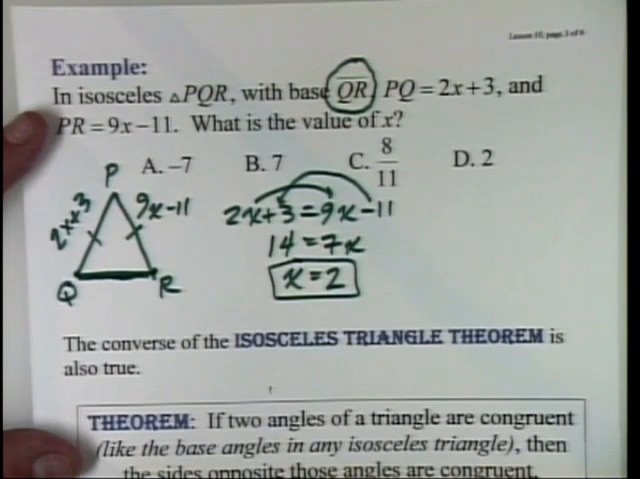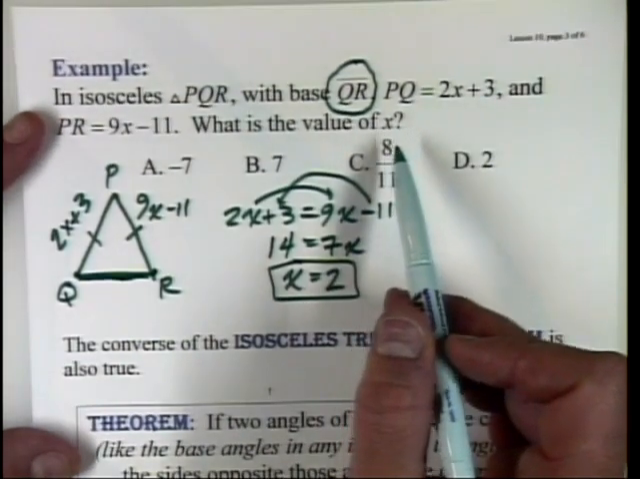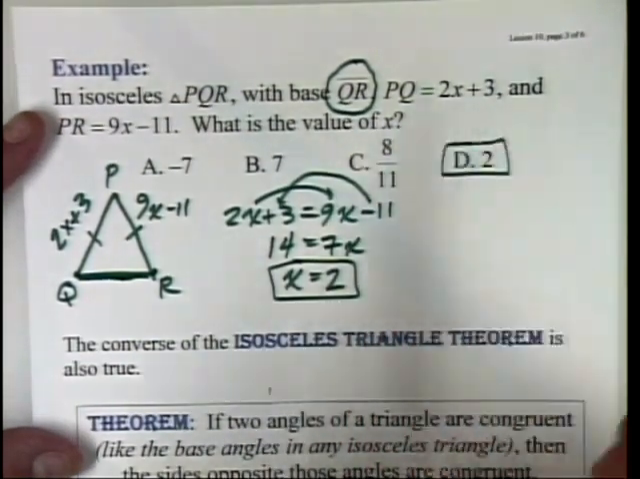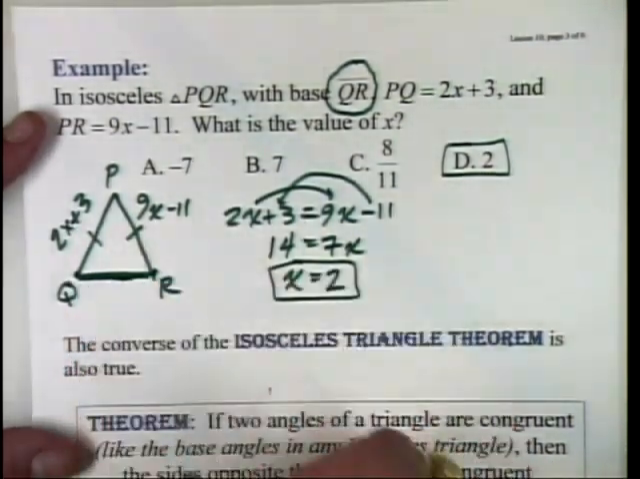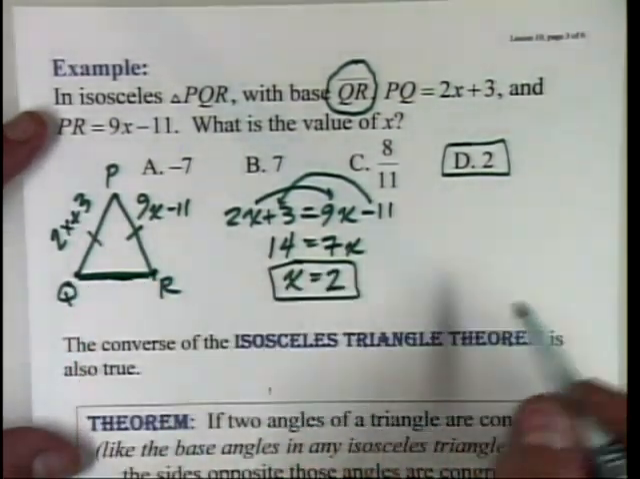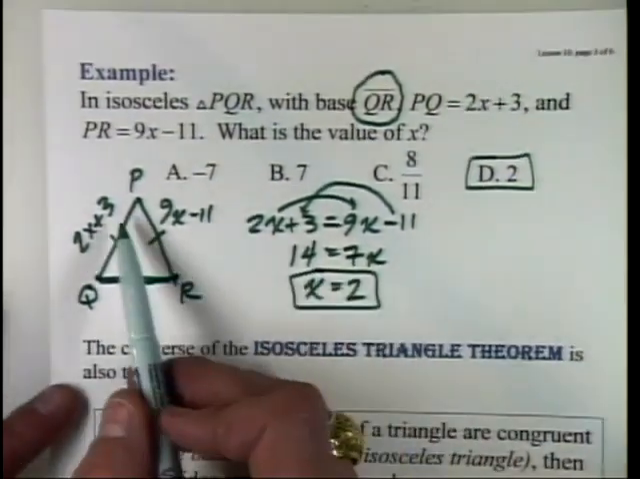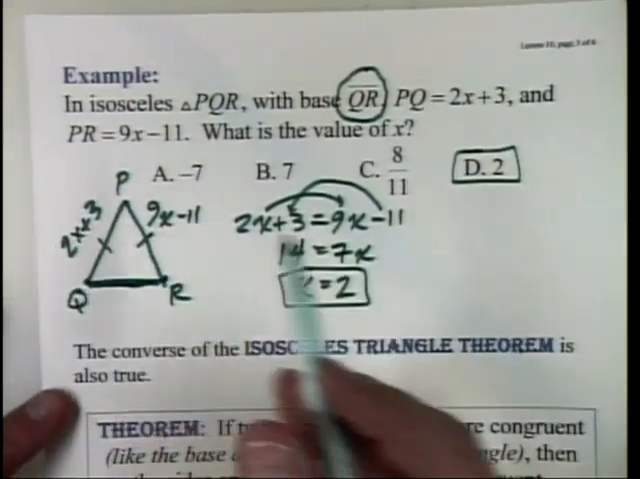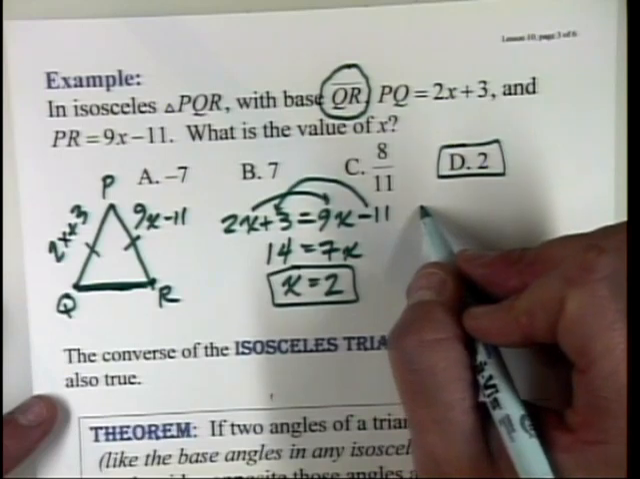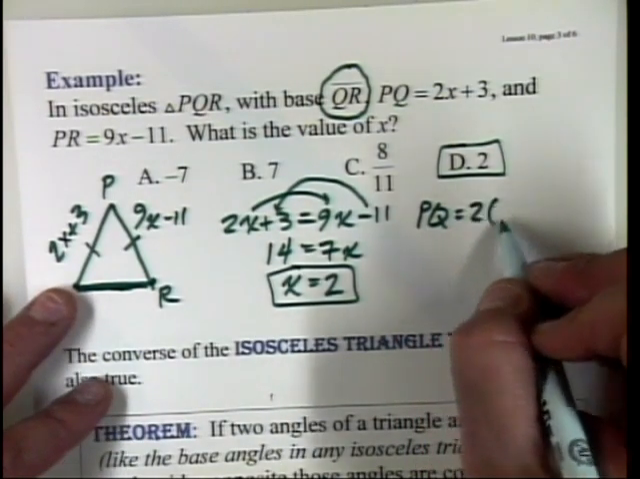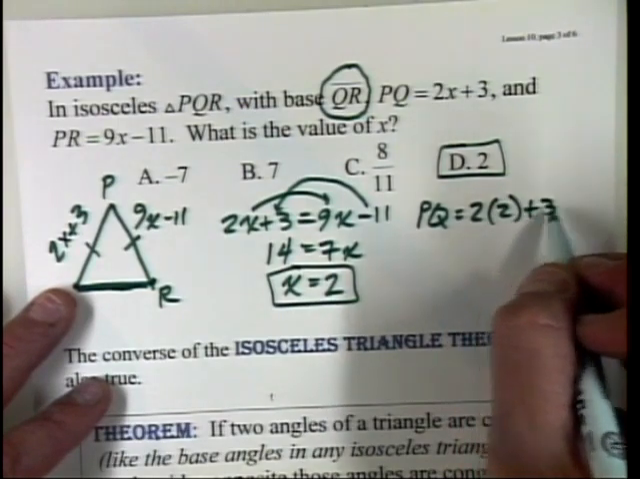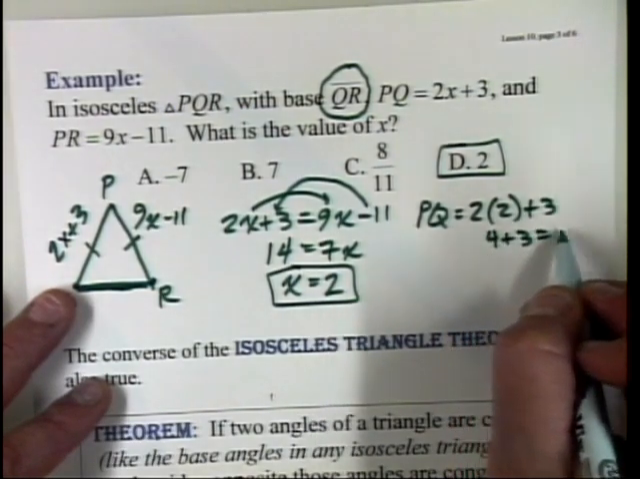Have I answered the question? The question said to find the value of x, and in fact, I found x to be 2. Now, this question also could have said to find the measure of one of the two congruent legs. If that's the case, I would then need to take the 2 and plug it back into either one of these expressions. For instance, to find the length of PQ, the measure is 2 times my x plus 3, which would be 4 plus 3, which is 7.